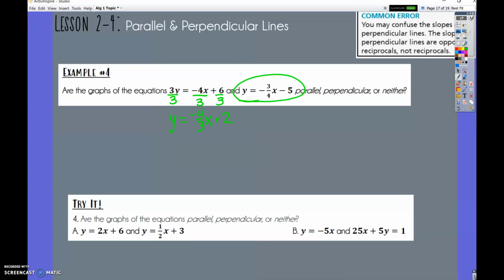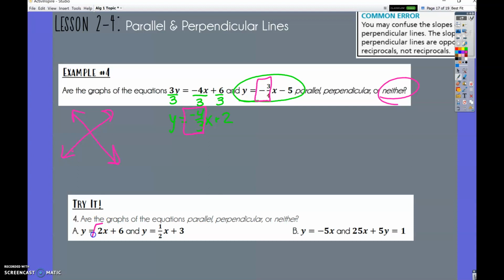They're asking us, is this parallel, perpendicular, or neither? Well, check out the slope here of negative 3/4 and the slope here of negative 4/3. You might be thinking perpendicular because, hey, the 4/3 becomes 3/4. But remember, to be perpendicular, if one of the slopes is negative, the other slope is going to have to be positive. Therefore, we would say this is neither.